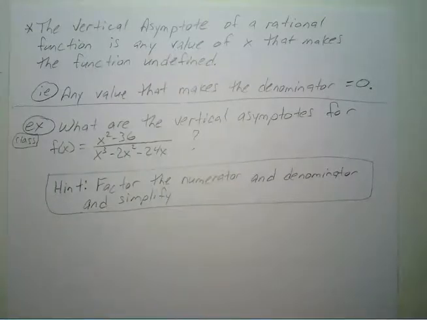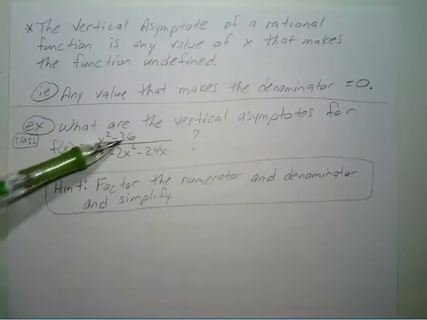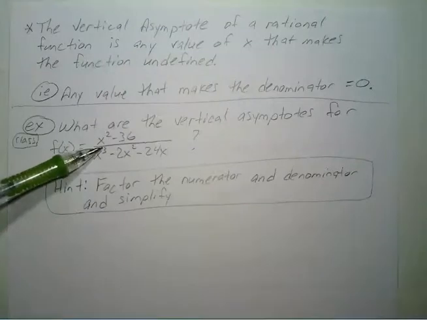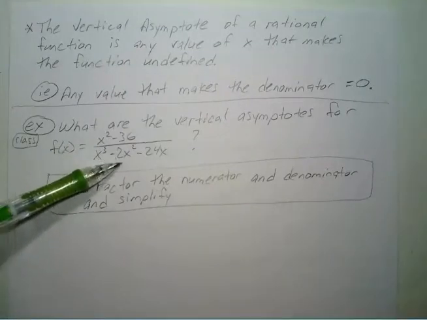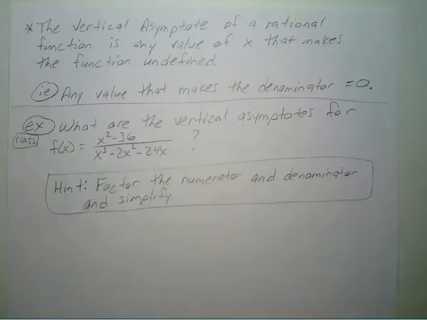What I want you to do is find the vertical asymptotes for f of x equals x squared minus 36 all over x to the third power minus 2x squared minus 24x. A hint: factor the numerator and denominator and simplify first, and then look at all the values that will make your denominator equal 0. Go ahead and press pause and try to work this one out on your own.